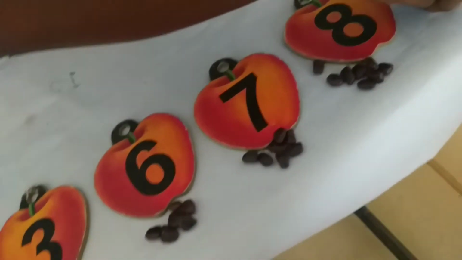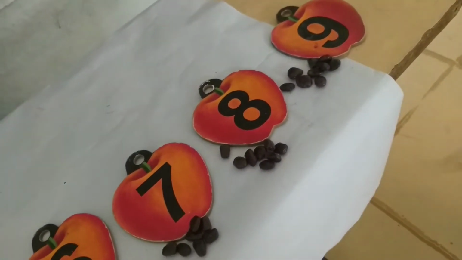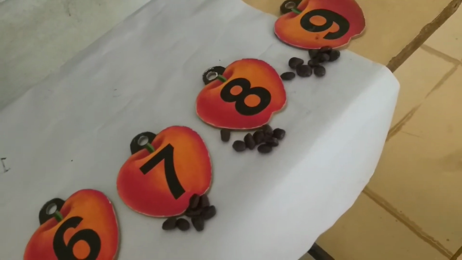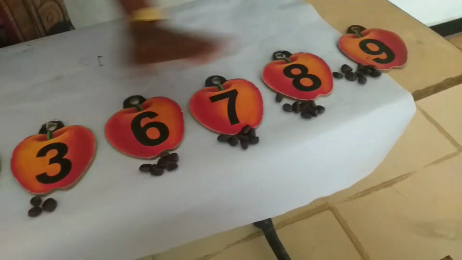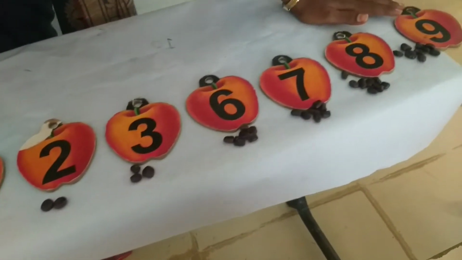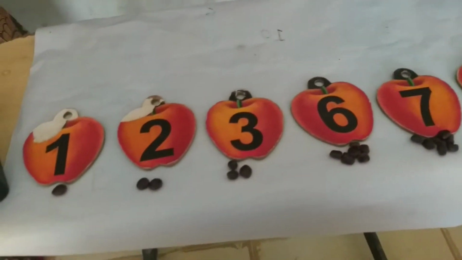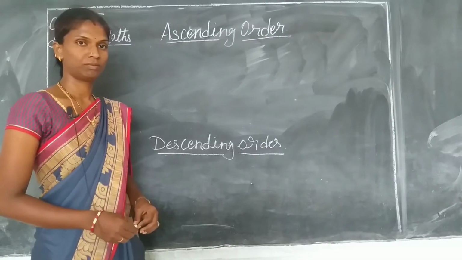What do you observe, children, in these? You have observed that the ascending order is least to greater, smallest to greater. What is the ascending order? From smaller to bigger.